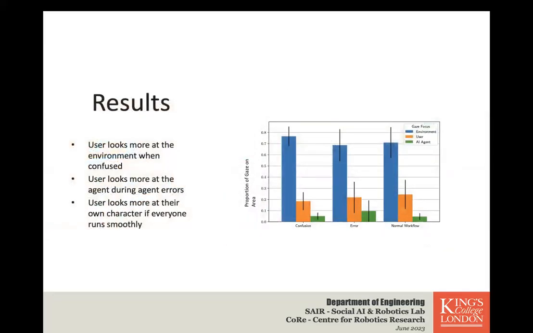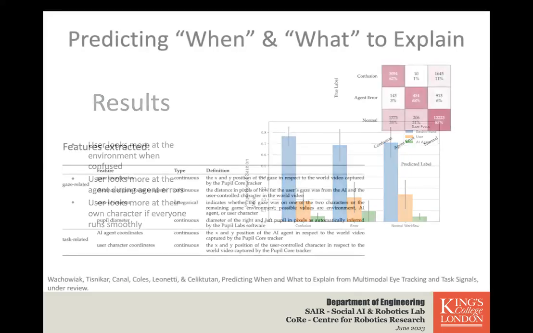Overall, when we analyzed the results, we found that the participants looked more at the environment when they were confused and did not know what to do. For example, when the tomatoes were hidden, they didn't know about the next steps, their gaze was scattered on the screen, and they were really confused. Users looked more at the agent when the agent made an error. And also, if everything was going smoothly, they were looking at their own characters.